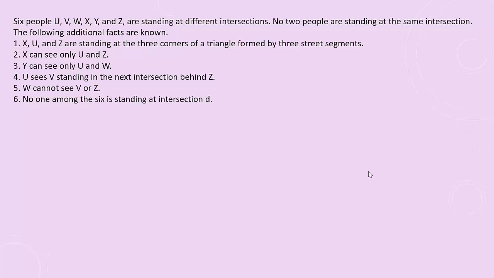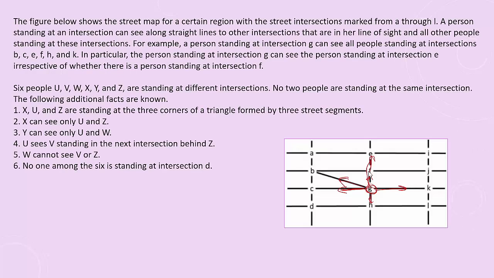So you have seen earlier, if you identify, there is a triangle available at this point, right, or else this point. There is a triangle available here. So according to this, it's given that X, U, Z are standing at the corners of the triangle formed by 3 street segments. X can see only U and Z, right? So X can be here, can be here, can be here, can be here. Any other possibilities are there, but he cannot see any other people. And Y can see only U and W.